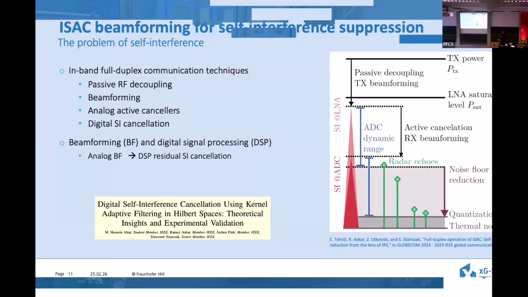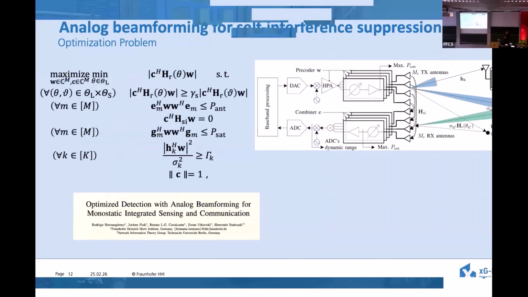And then, of course, in the end, you still have some kind of residual interference. This is something you can cope with in the digital domain. There are methods, DSP residual SI cancellation, and here there is a paper of ours where we use kernel-based machines to reduce this residual self-interference in the digital domain. But here the focus is on the analog beamforming, on hybrid beamforming.